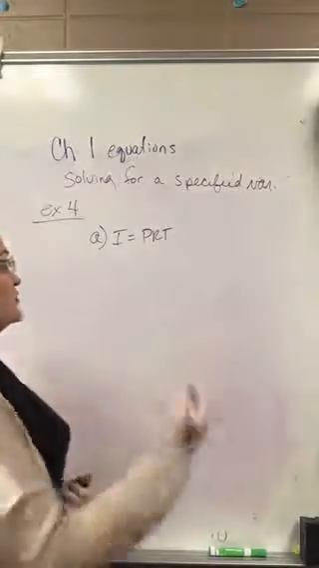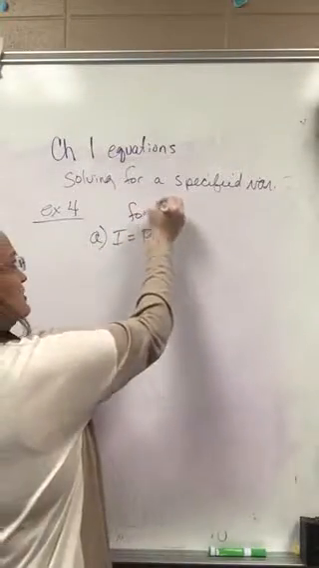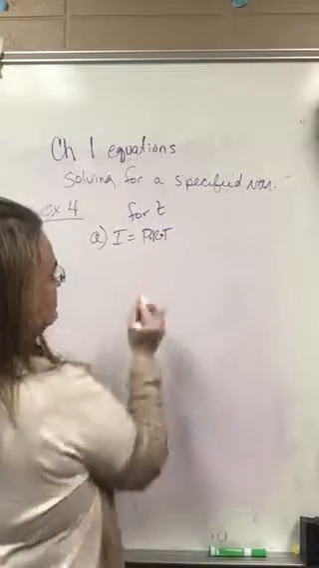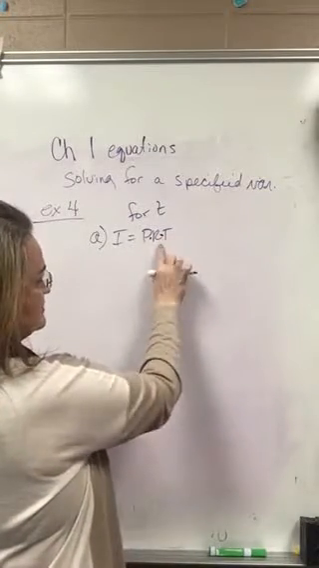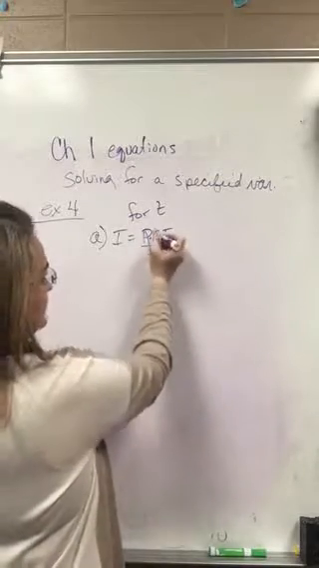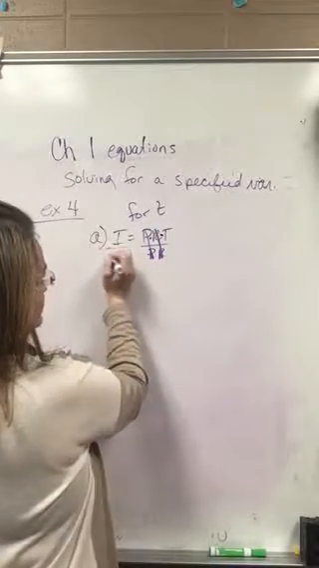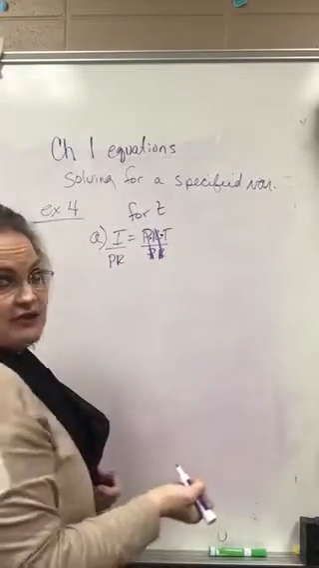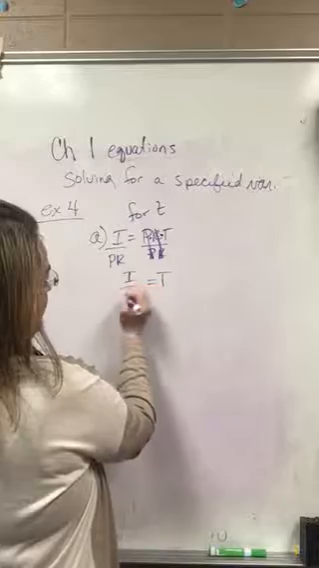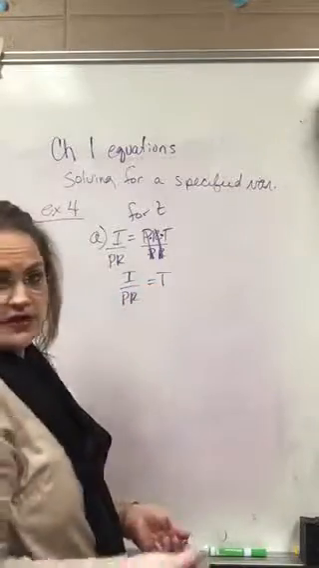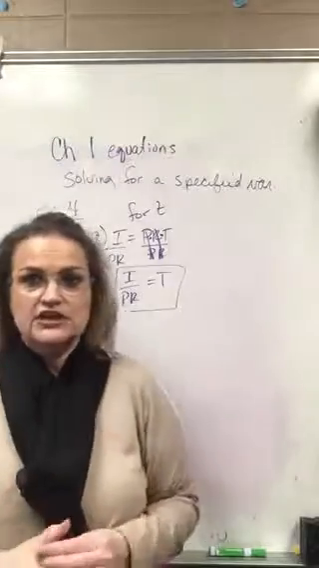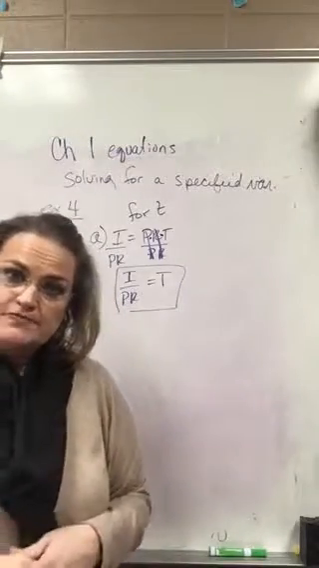In this problem it says for t. Solve it for t. So we want to get t alone. Well, this is all just one term. It's all times together. So to rearrange it for t, we would divide out the p and the r from this side, and then do the same thing to this side. Divide by the p and r, and then t is now solved for, and t is I over p r. And you could rearrange it and flip it around, but it's equivalent. Solved for t now.